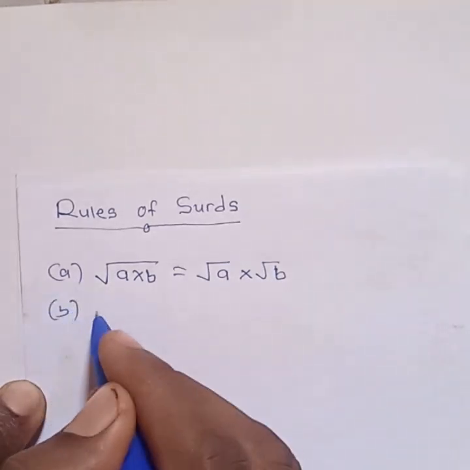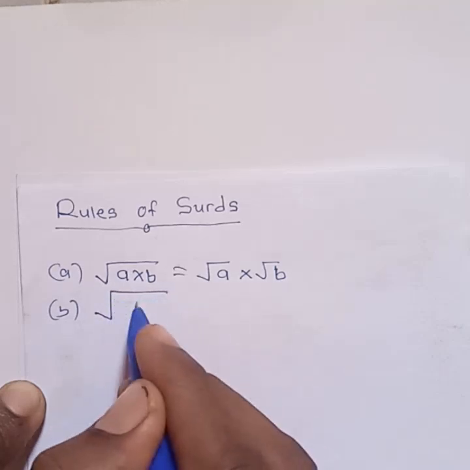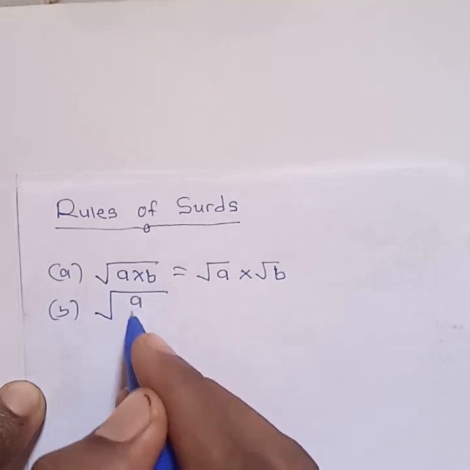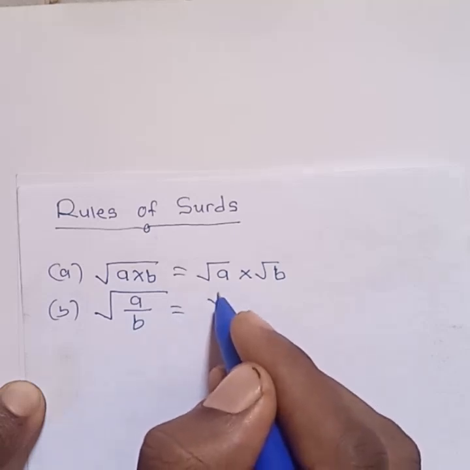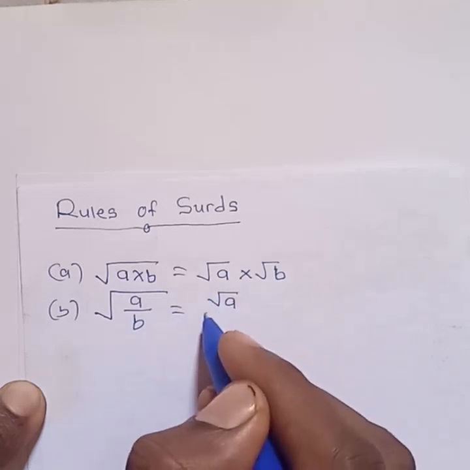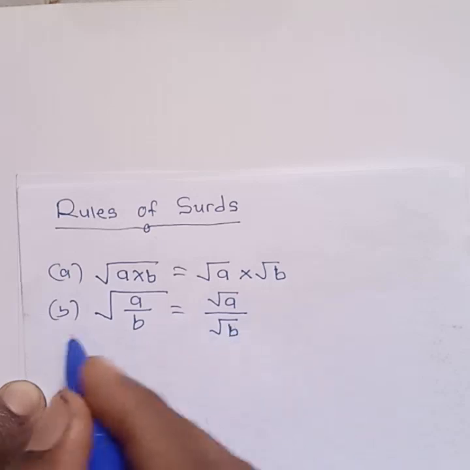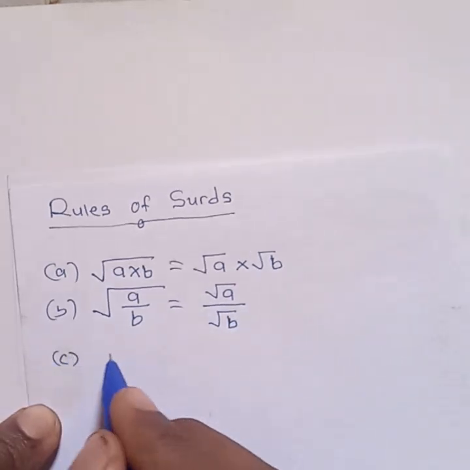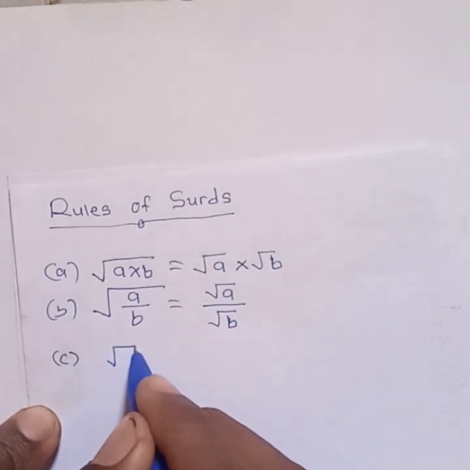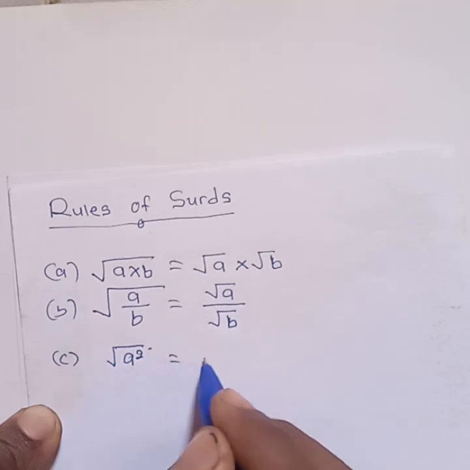The same thing goes to division. If we have a square root of A all over B, this is the same thing as square root of A all over square root of B. Now the third rule, which is similar to the law of indices. When we have square root of A squared, we know this square will cancel the square root, so we have A.